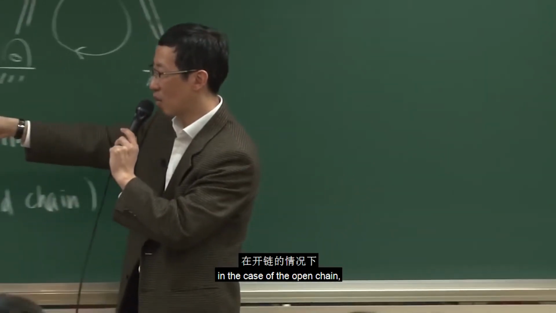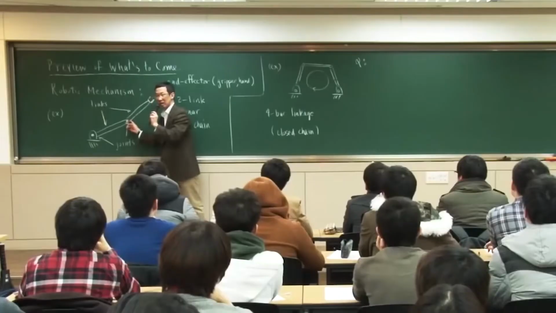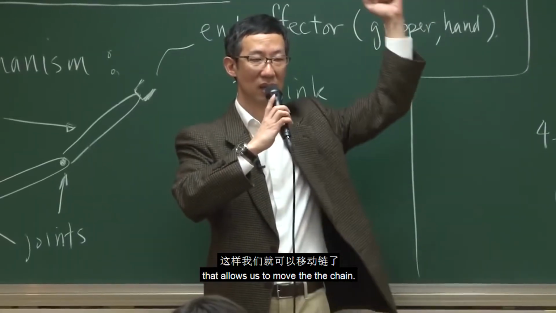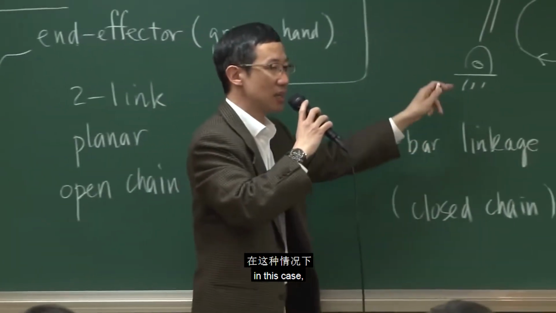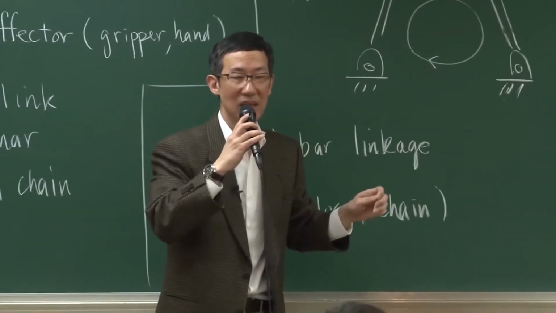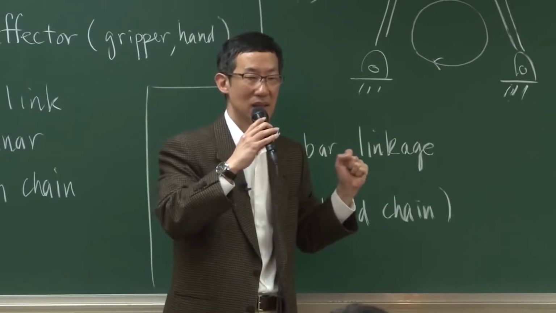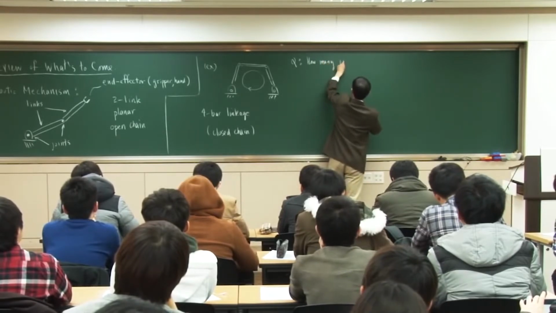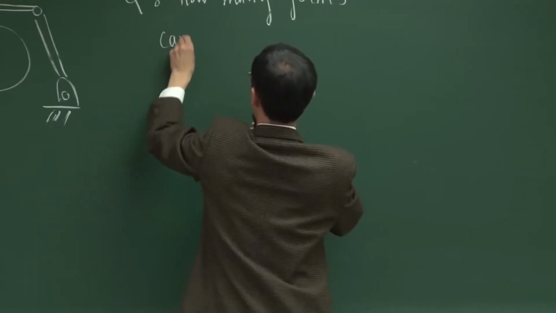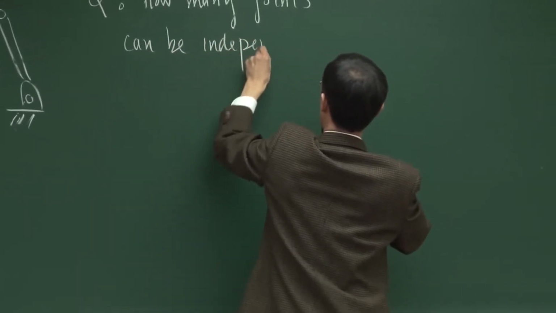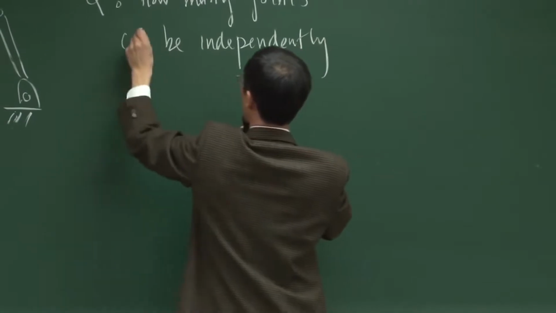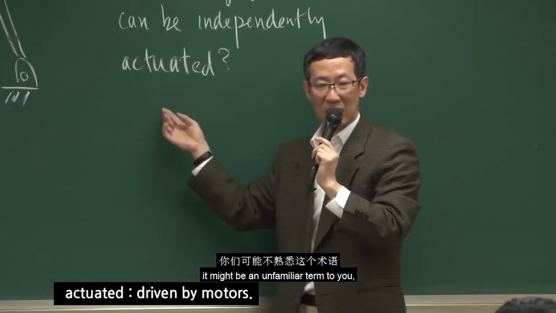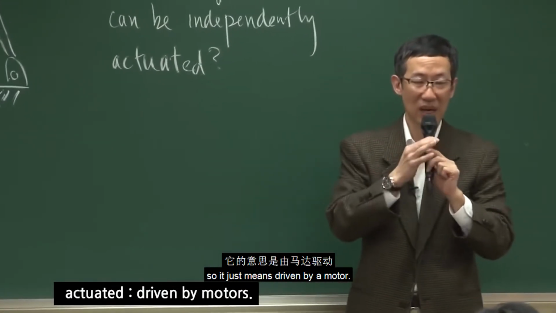Okay? Now, in the case of the open chain, we saw that we have 2 joints. We want a motor at each joint. Okay? Then that allows us to move the chain. Now, in this case, we have 4 joints. Okay? How many of these joints can we actuate independently? Okay? How many joints can be independently actuated? Okay, so actuated might be an unfamiliar term to you. So it just means driven by a motor.